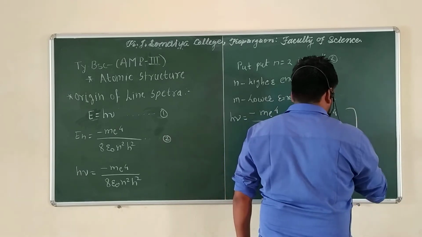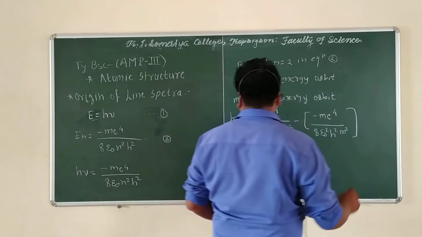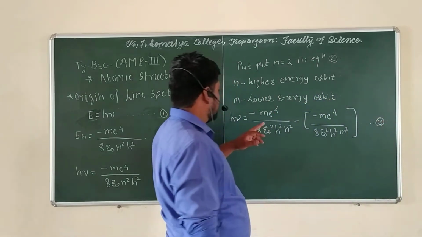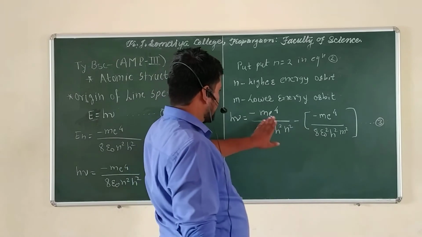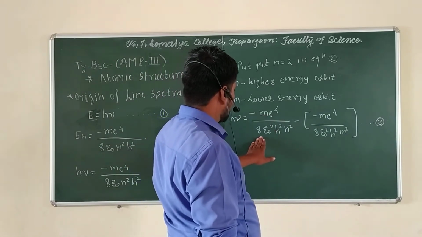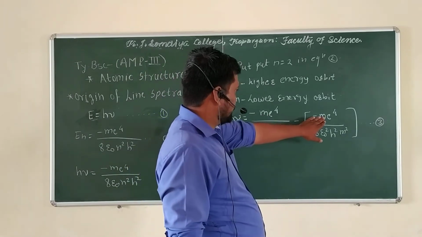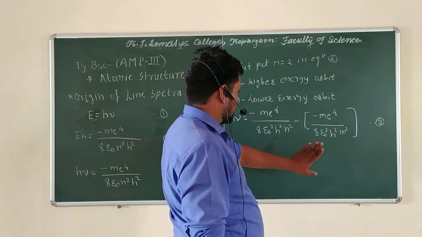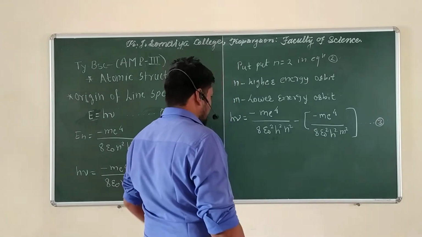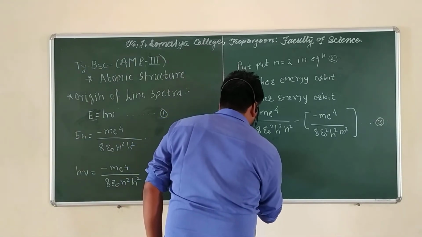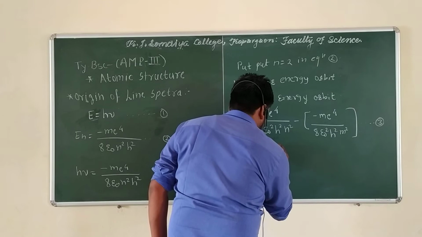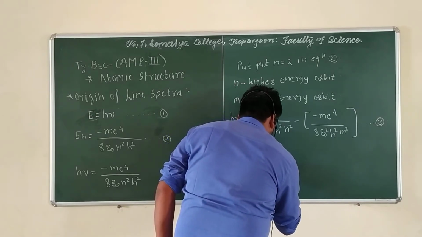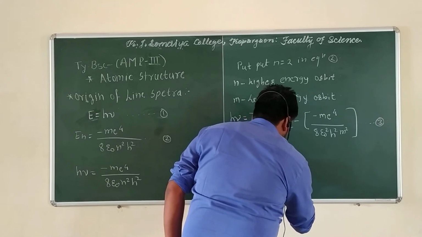Okay, so if we see here, this is equation number 3. Here we have m e to the power 4 over epsilon naught square h square, and here again m e to the power 4 over epsilon naught square h square. This factor is common, so it will be taken outside. So here, minus m e to the power 4 over 8 epsilon naught square h square n square.